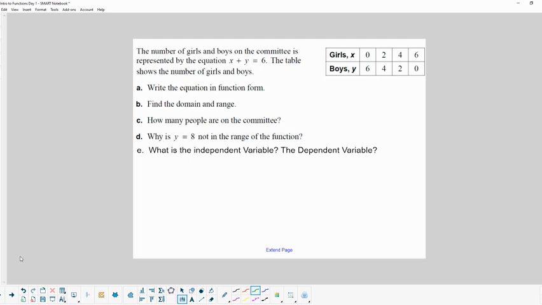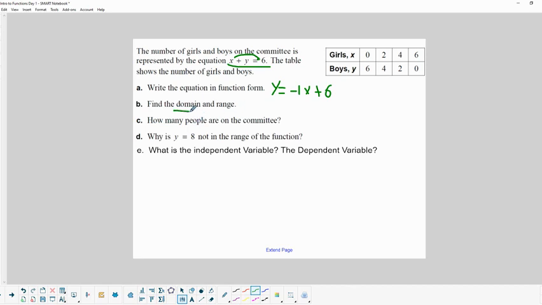Alex, you're going to see problems like this. The number of girls and boys in a committee is represented by the equation x plus y equals 6. The table shows the number of girls and boys. So we're going to write the equation in function form. First of all, we got to solve for y in this function. So that means x is going to get moved over, and we're going to get y equals -1x plus 6. So that's the equation in function form.